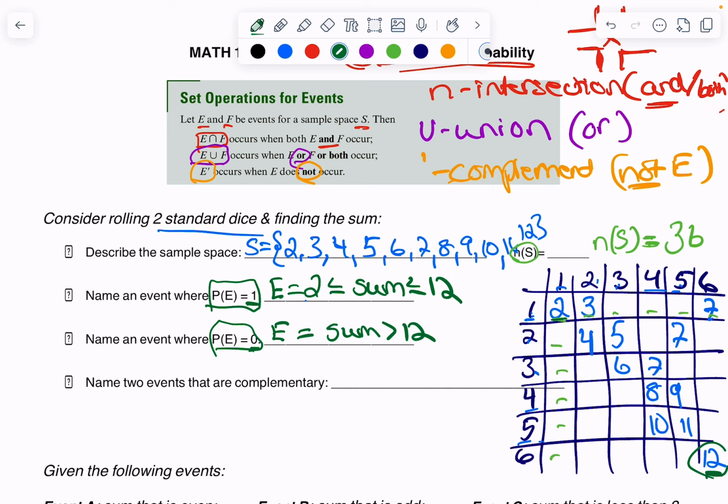Okay, next one is name 2 events that are complementary. So this was the one where it is not. So for example, if we say that the event is sum is less than or equal to 7, the complement of this would be the opposite. So sum is greater than 7. And 7 can only be included in one of those.